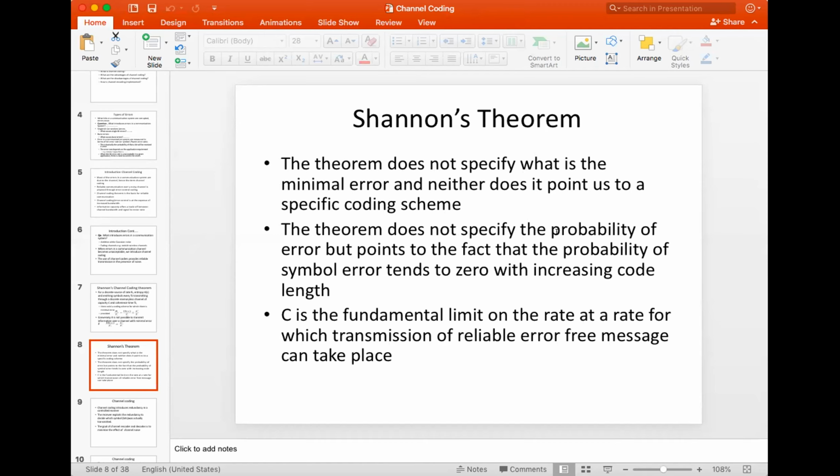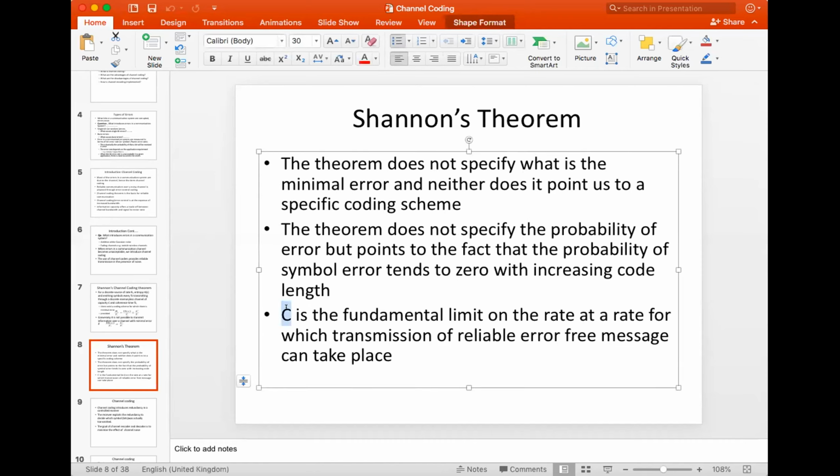The theorem does not specify the probability of error, but points to the fact that the probability of symbol error tends to zero with increasing code length, okay? And of course, as we know, C is the fundamental limit of the rate for which the transmission of reliable error-free messages can take place. I think this is just a simple repeat, okay?